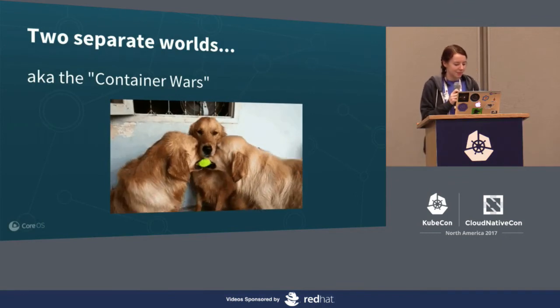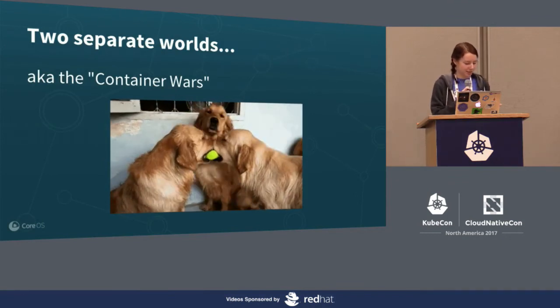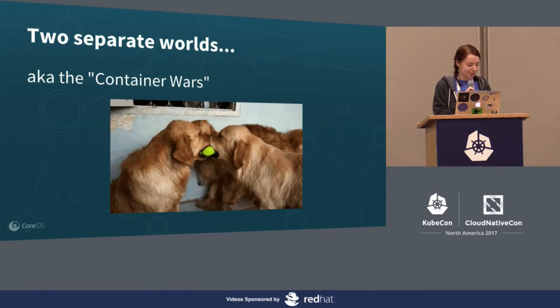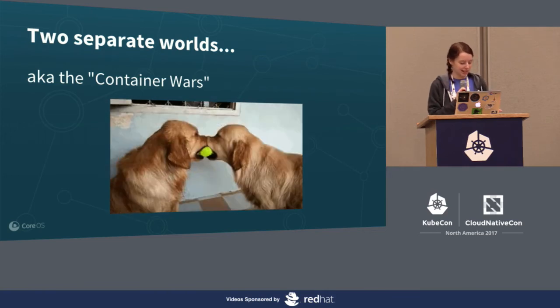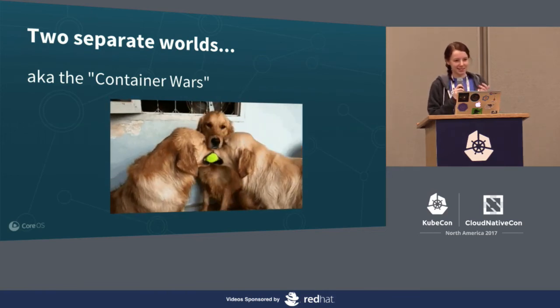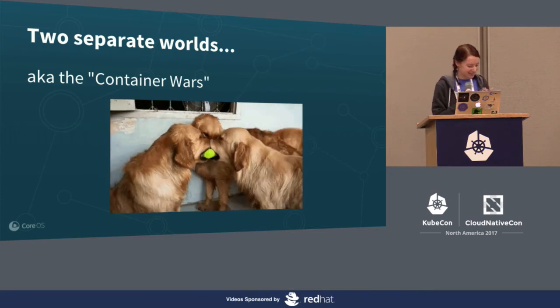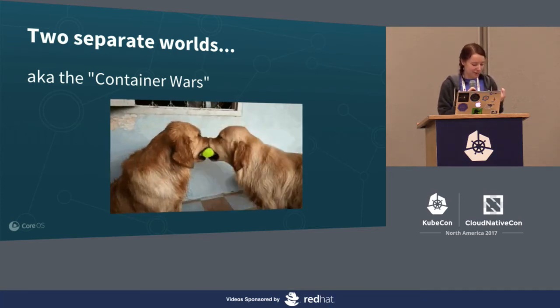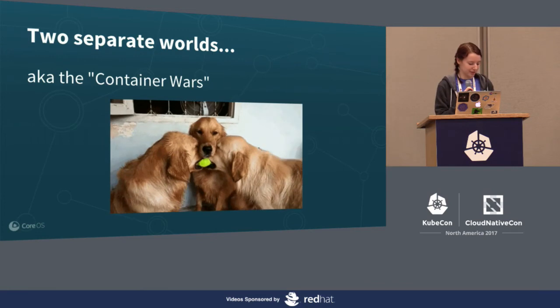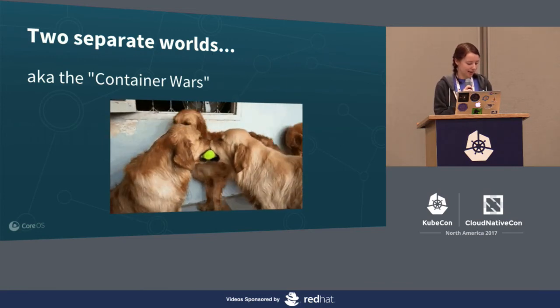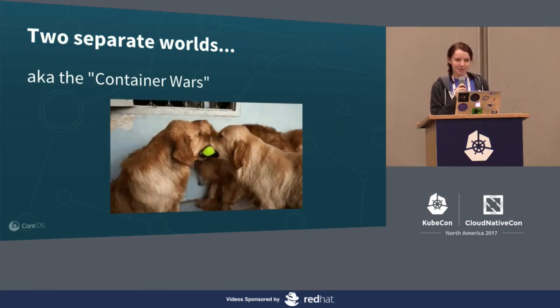So at this point in time, we had two image formats that had gone their separate ways. The tech media had branded this divergence as the container wars, which in my opinion is a little melodramatic. We at CoreOS were eager to work with Docker to help build a solution that would work and that everybody could build on. And this is where the OCI comes in.